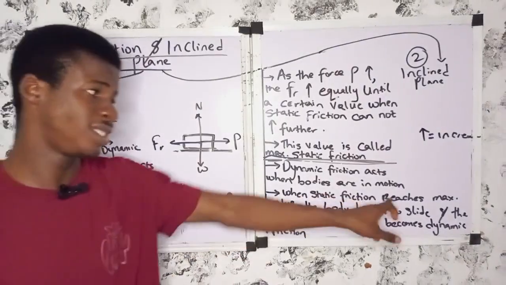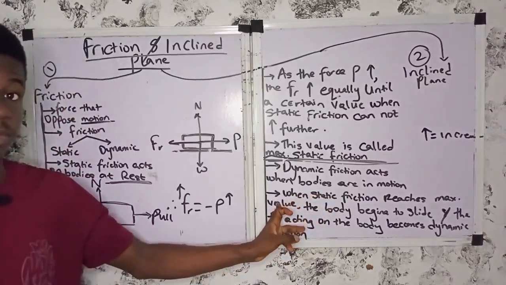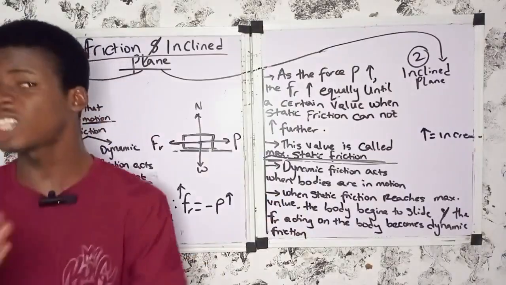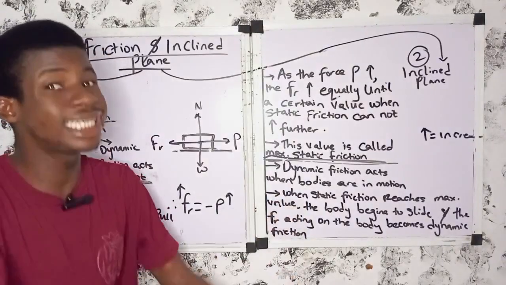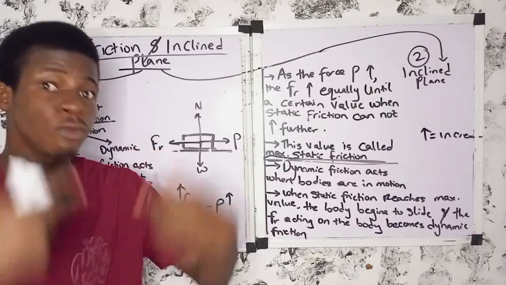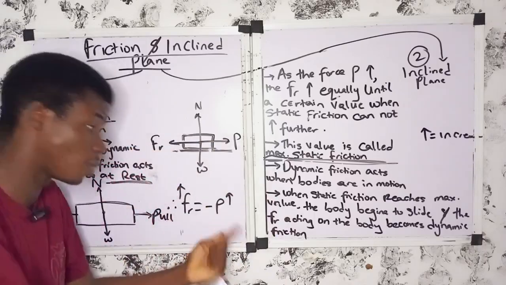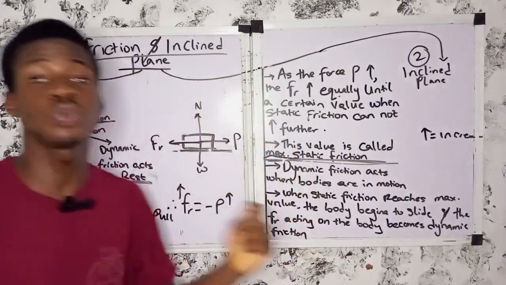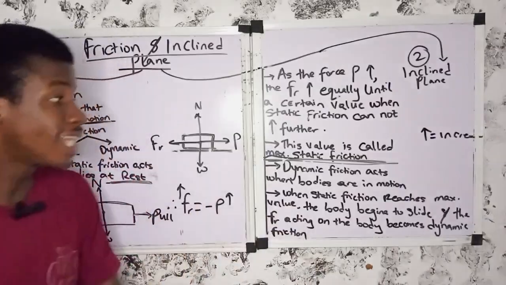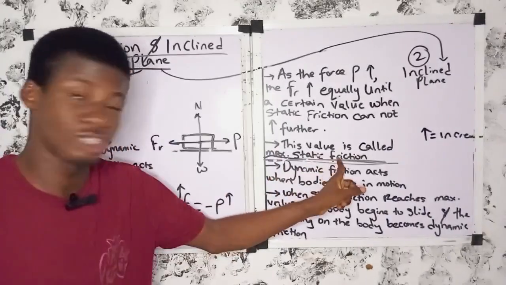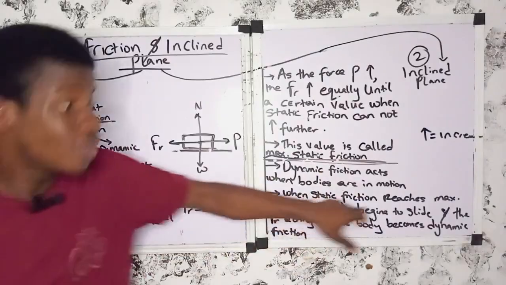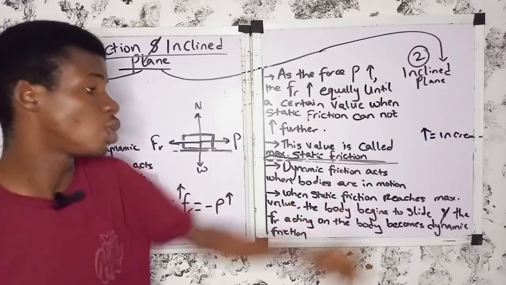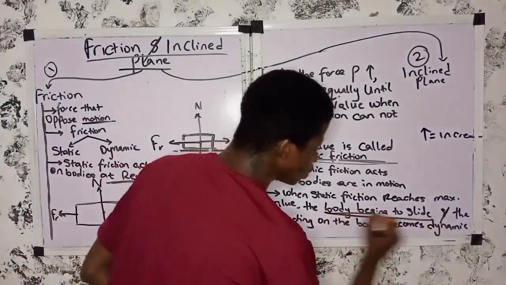Now let's continue. When static friction reaches maximum value, remember I told you that if we keep on increasing the pull force, the frictional force will also increase equally until it gets to a particular value at which it cannot increase further. That value is known as maximum static friction, right? When static friction reaches maximum value, the body begins to slide. Okay, so this is very important.